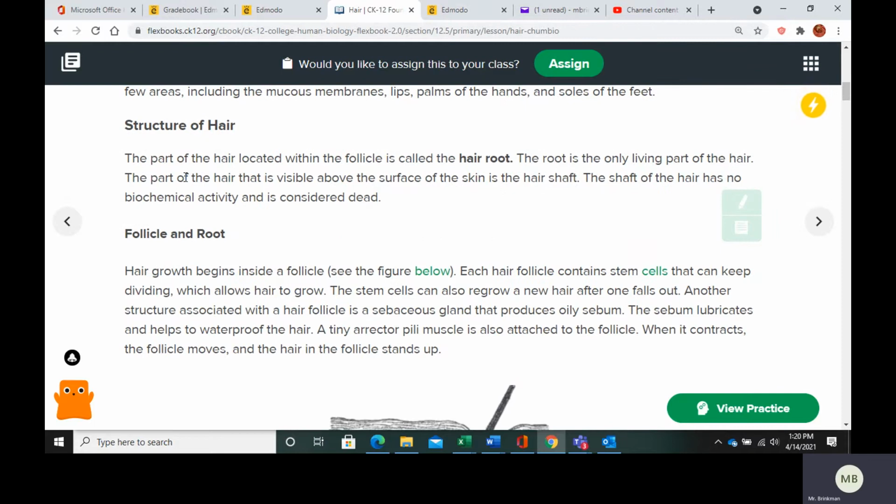The structure of the hair, the part of the hair located within the follicle is called the hair root. So the root is the only living part of the hair. So this is why when they find hair at a crime scene, they're really only able to get genetic information if the root is intact. The hair shaft is the part that we see, the part that's above the surface. And as I've said before, the hair is dead tissue.